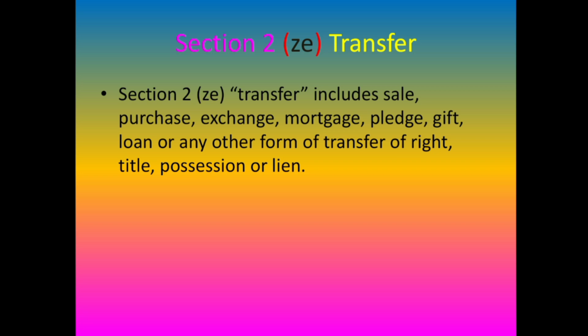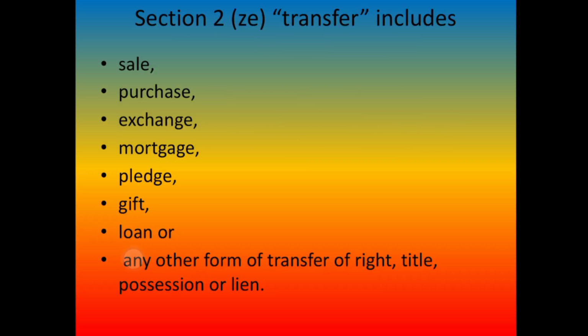Thus, transfer includes sale, purchase, exchange, mortgage, pledge. Sale includes the activity of selling. Purchase means the activity of buying. Exchange means it's a kind of barter. Mortgage is in the form of a loan facility taken from a bank. Pledge, gift, loan, or any other form of transfer of right, transfer of title, transfer of possession, or transfer of lien is included under the definition of transfer.